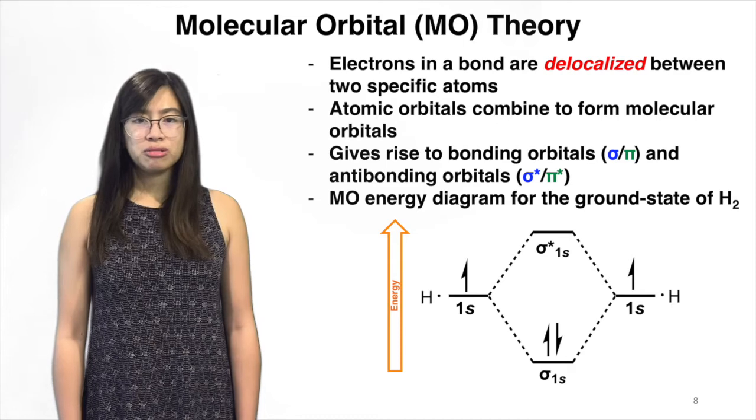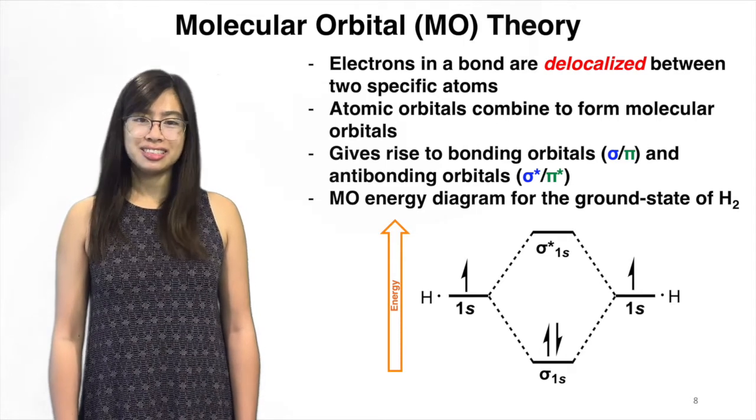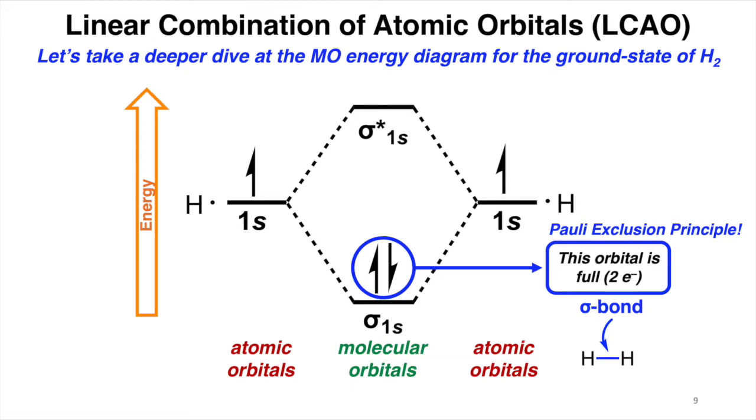So MO theory gives rise to bonding orbitals and anti-bonding orbitals. To help explain this, let's take a look at an MO energy diagram for the molecule H2. In an MO energy diagram, atomic orbitals are represented on the right and left-hand sides, with each atomic orbital for H2 having one electron. These atomic orbitals are combined mathematically using LCAO to produce molecular orbitals, a bonding orbital, 1s sigma, and an anti-bonding orbital, 1s sigma star.